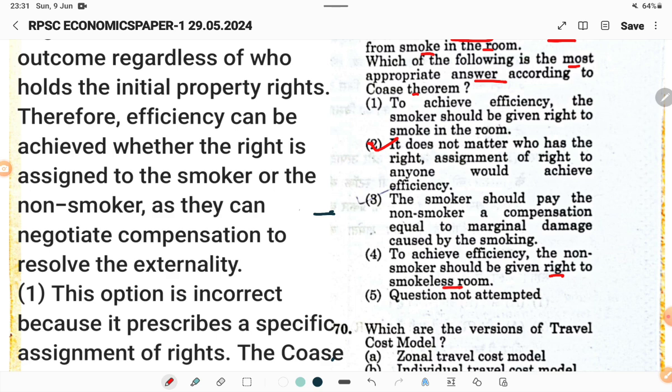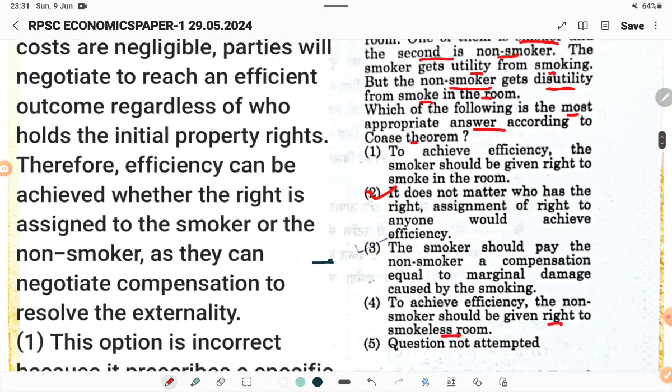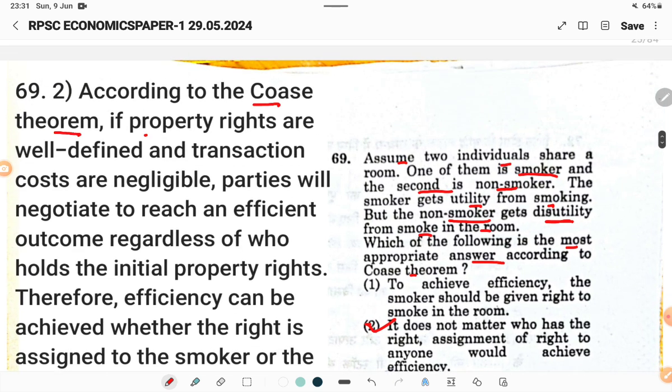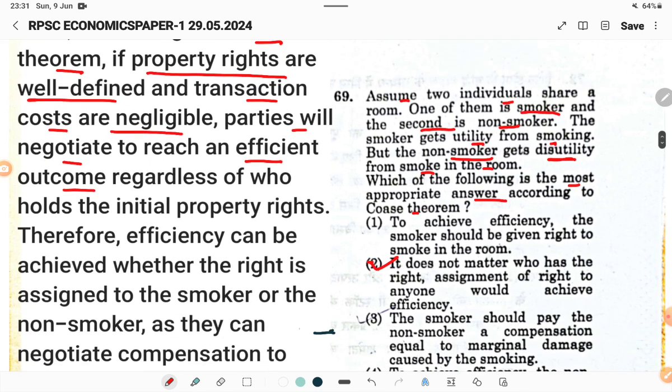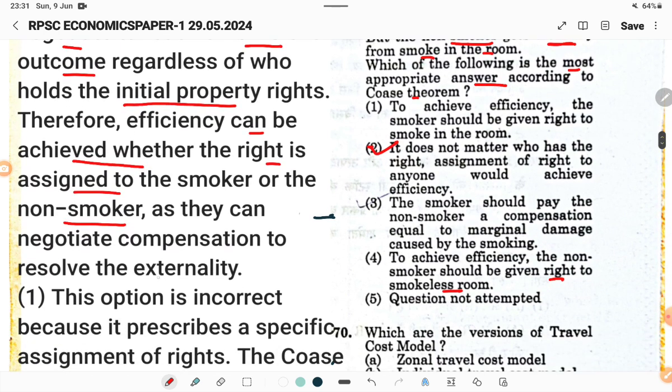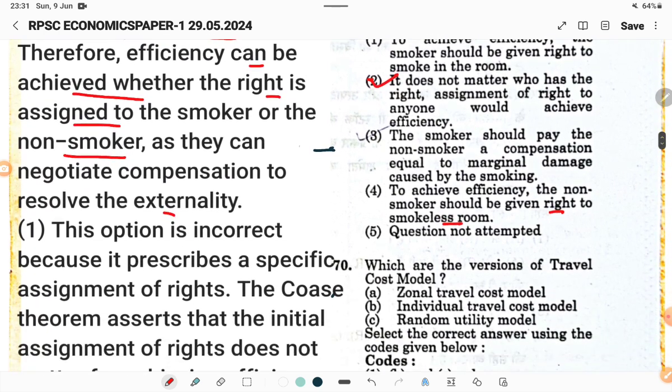The second statement is the right answer here. According to the Coase theorem, if property rights are well defined and transaction costs are negligible, parties will negotiate to reach an efficient outcome regardless of who holds the initial property rights. Therefore, efficiency can be achieved whether the right is assigned to the smoker or the non-smoker, as they can negotiate compensation to resolve the externality. So the second one will be the right answer.